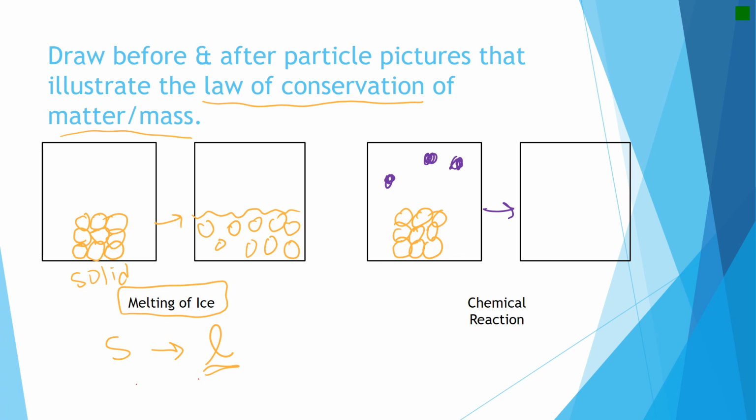So what does that mean if the law of conservation of mass or matter needs to be satisfied? I need to show something changes, but I also need to make sure that my amount of particles is the same. So I started with 9 orange yellow particles, so I'm going to end with 9 orange yellow particles. 2, 3, 4, 5, 6, 7, 8, 9. And then I need 3 purple particles. 1, 2, 3. Notice that it does change what it appears like, but if I counted the individual particles, they would be the same. Therefore, the law of conservation of mass or matter was maintained.